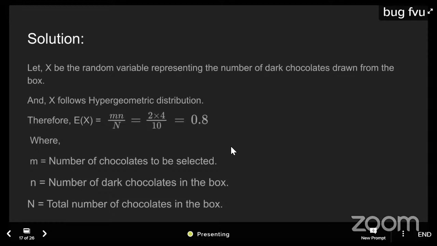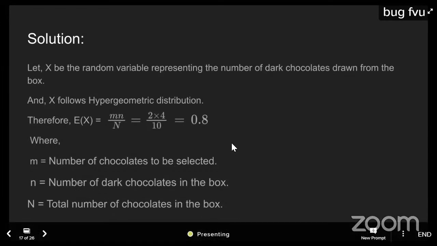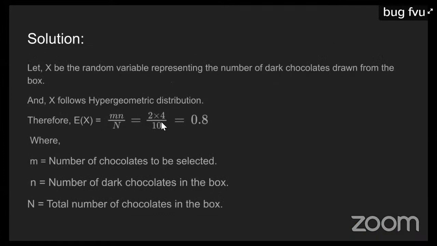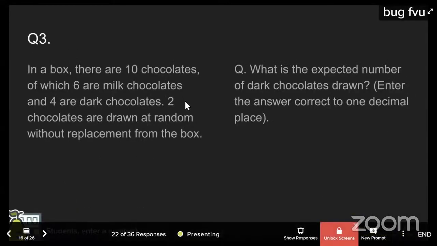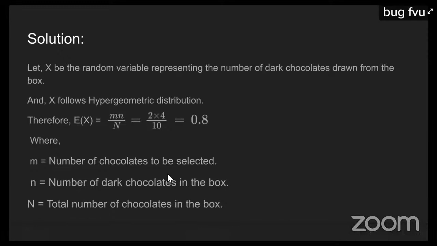Any doubt in this? Anyone? How do we know that the number of dark chocolates to be selected is 2? See, 2 chocolates are drawn at random, right? So in general, I am selecting only 2 chocolates. Yes, sir, but we could have 0, 1 or 2 dark chocolates. So why are we only considering 2? No, we are not. Small n is the number of chocolates to be selected. We need to select 2 chocolates, right? Not dark chocolates, the number of chocolates to be selected. That is 2, right? Yes, sir.